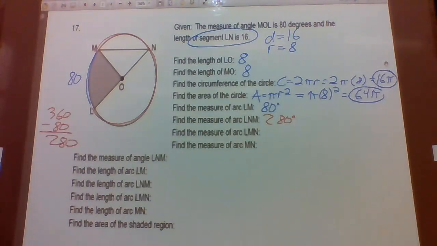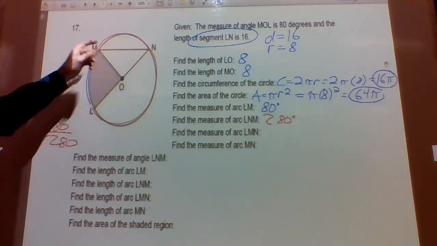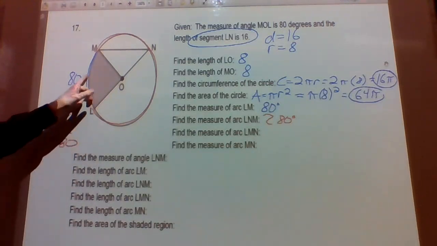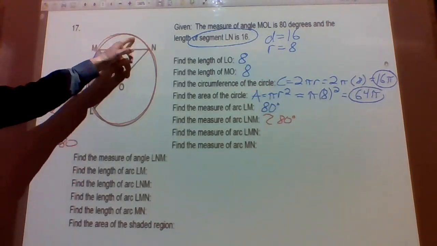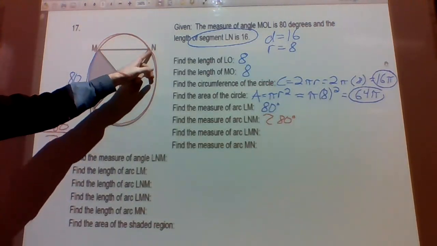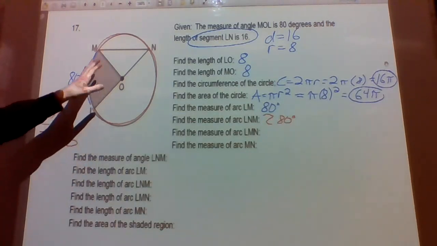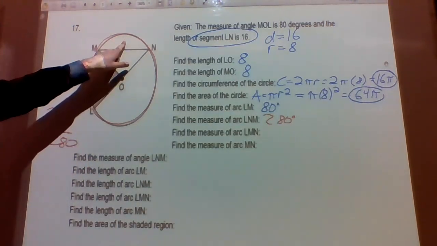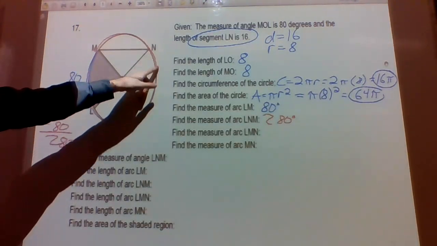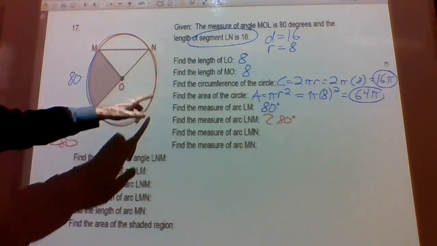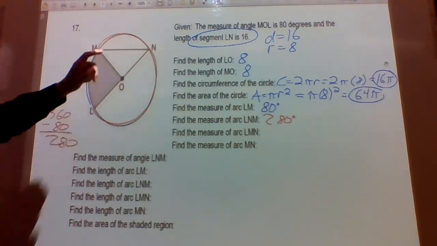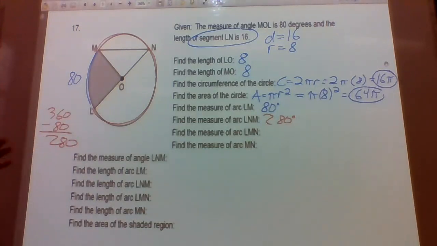Well, let's go back to LNM. The other way we could have done it is we notice this is a semicircle, so this is 180. So 180 minus 80 is 100, so we know MN is 100. And then MN plus this semicircle, which is also 180, would be 180 plus 100, which is 280. So two ways to do that.